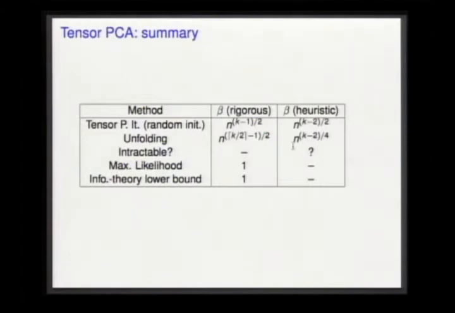We proved that the maximum likelihood estimator can be computed as soon as beta is of the order of square root of k log k, so of the order of 1 in terms of n going to infinity. And using information theoretical arguments, we know also that this value is optimal. And we conjecture that the problem is intractable for values of beta between 1 and n to the k minus 2 over 4.